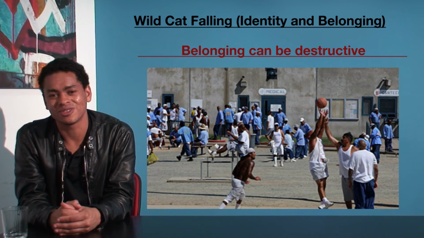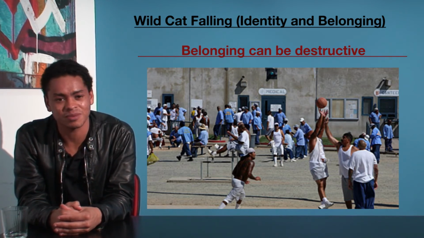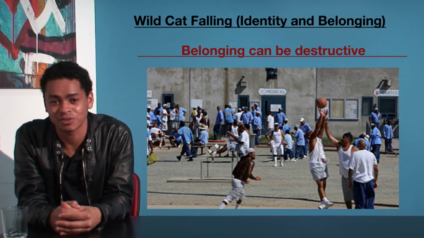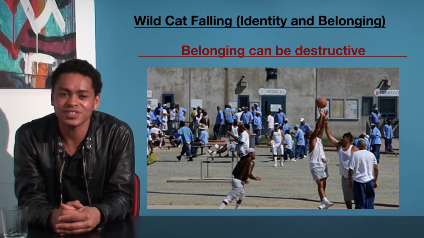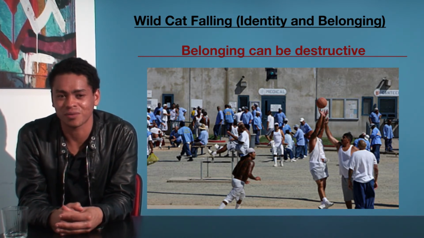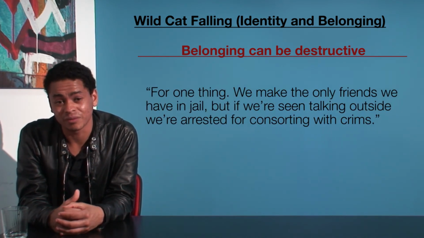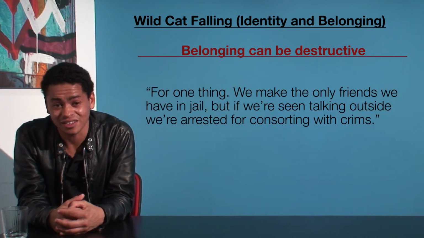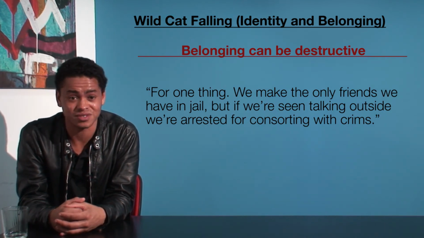When leaving the prison at the beginning of the story, Cox is torn between the beauty of the first freedom he's felt in years and wanting to pound on the locked gates and demand to be let in again. Later, he tells June that one difficulty in remaining outside the system for those with a record is this sense of belonging. "For one thing, we make the only friends we have in jail, but if we're seen talking outside, we're arrested for consorting with crims."